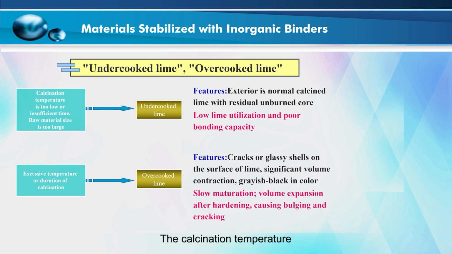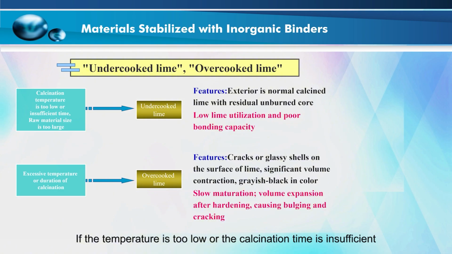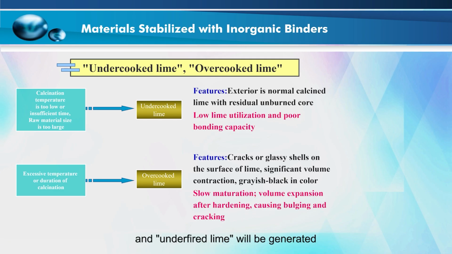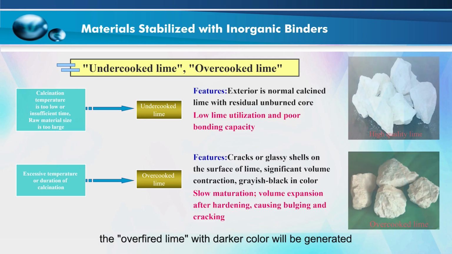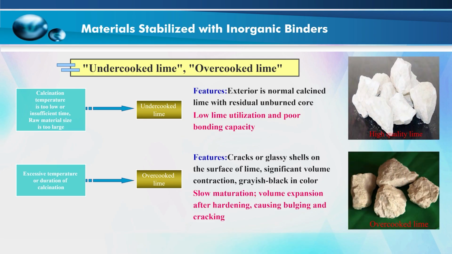The calcination temperature and its distribution have great influence on the quality of lime. If the temperature is too low or the calcination time is insufficient, the CaCO3 cannot be completely decomposed, and underfired lime will be generated. If the calcination temperature is too high or the calcination time is too long, the overfired lime with darker color will be generated.